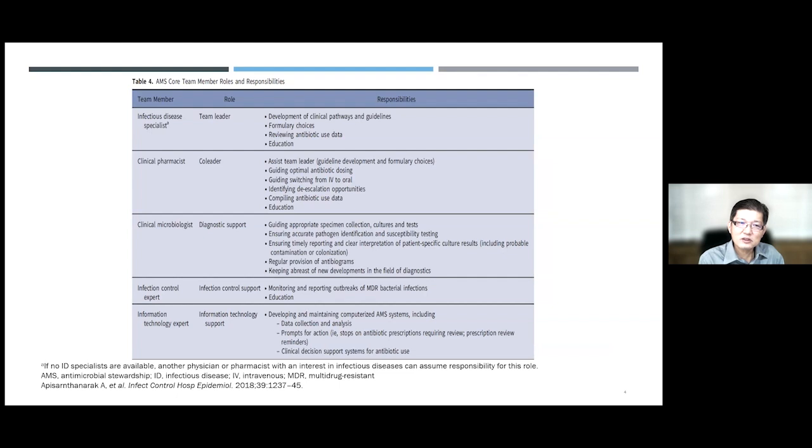With that, the suggestion of the consensus is that you should have a team. The team should consist of the core team that most of the time should include an infectious disease physician who acts as the team leader. The clinical pharmacist should act as co-leader, and also the clinical microbiologist who can provide the diagnostic support, an infection control expert who can provide infection control support, as well as the information technology expert who should provide information technological support. And of course, the responsibilities have been listed in this PowerPoint.